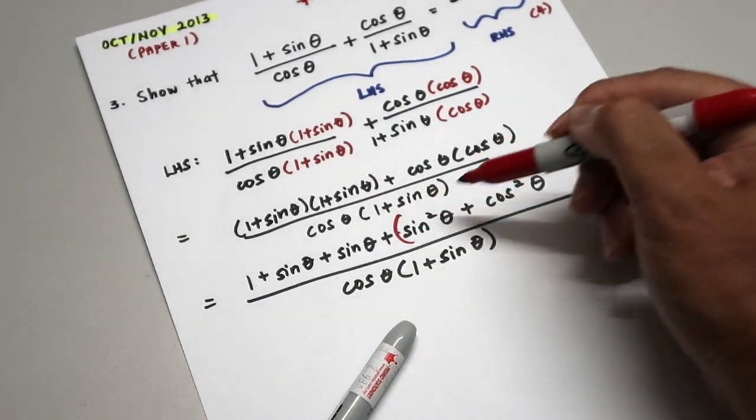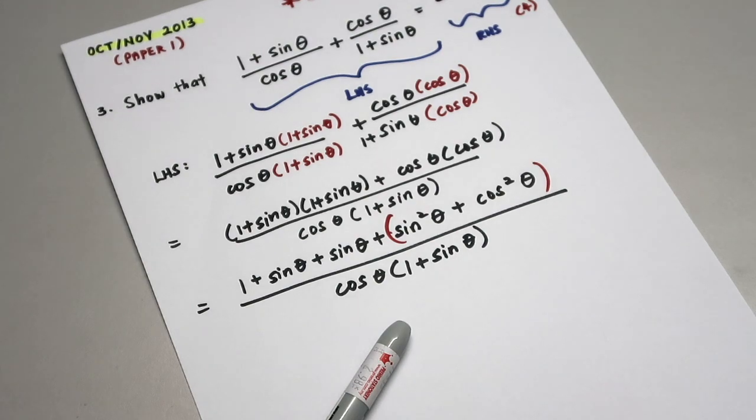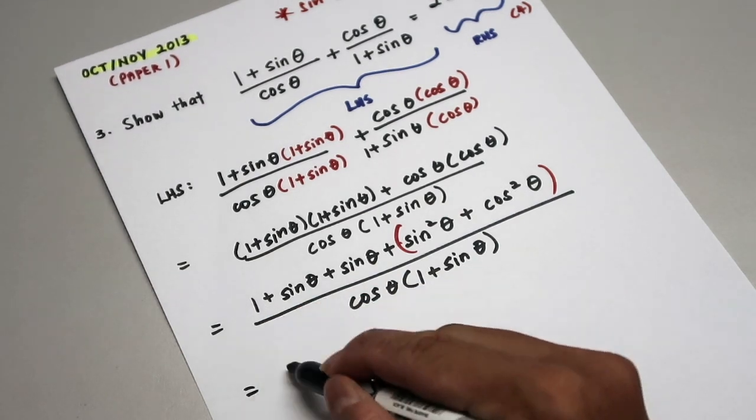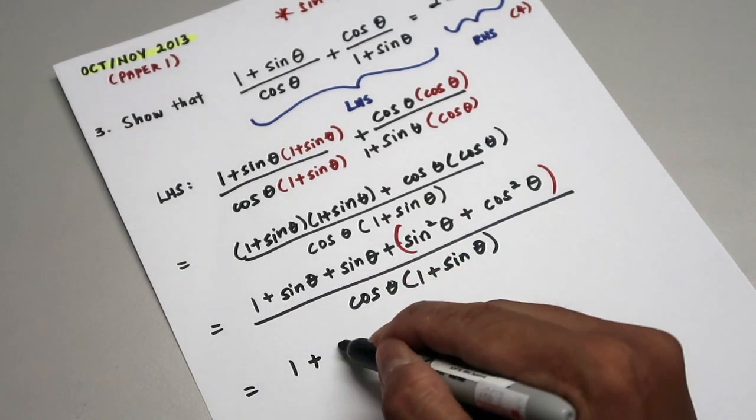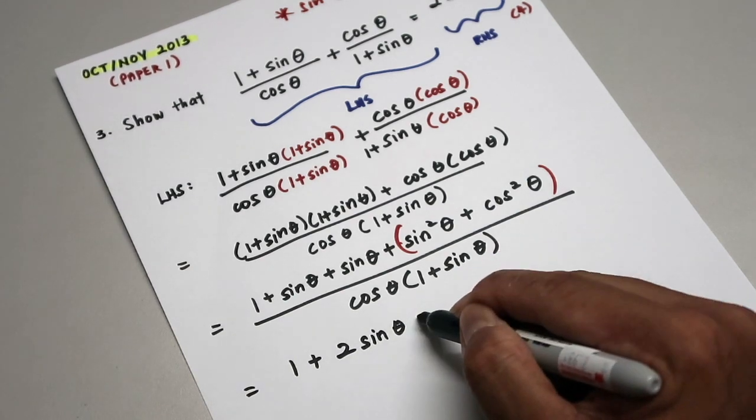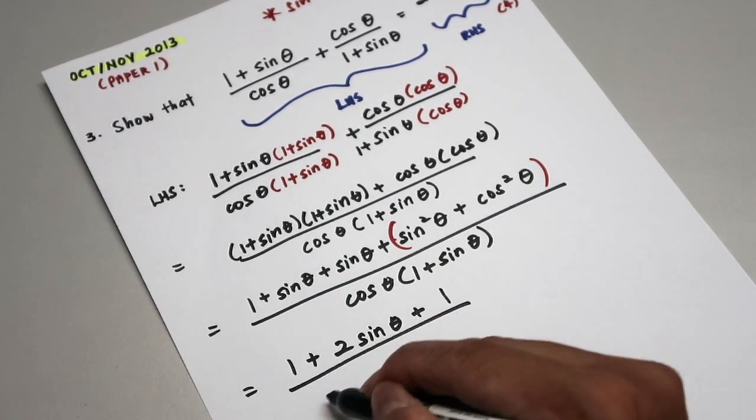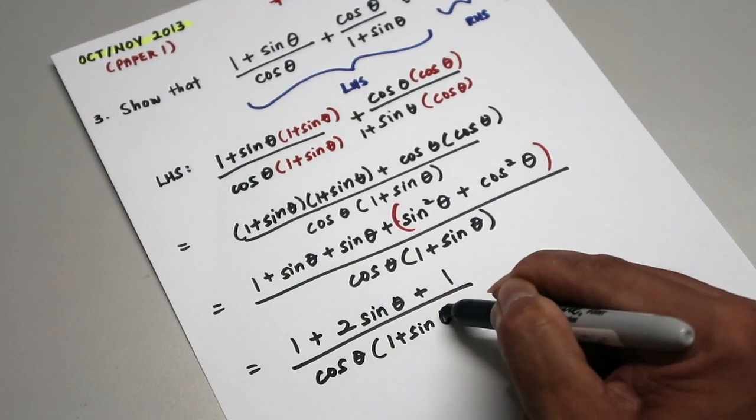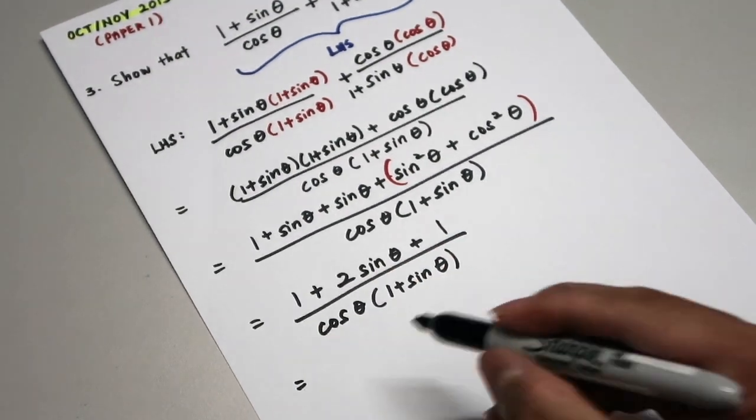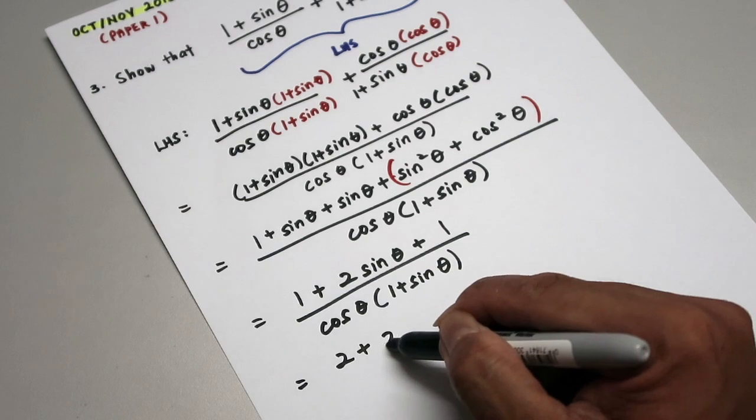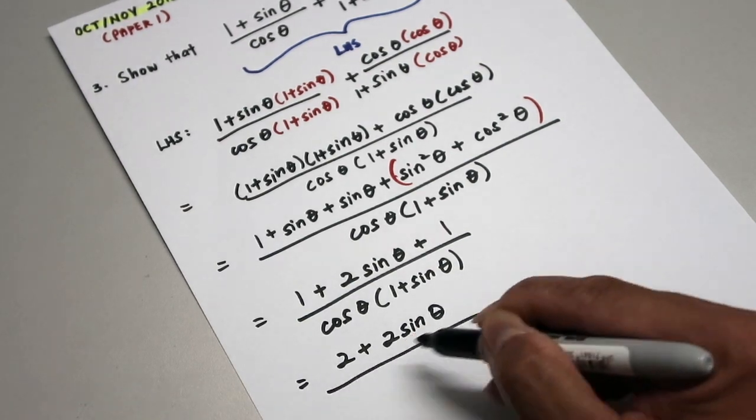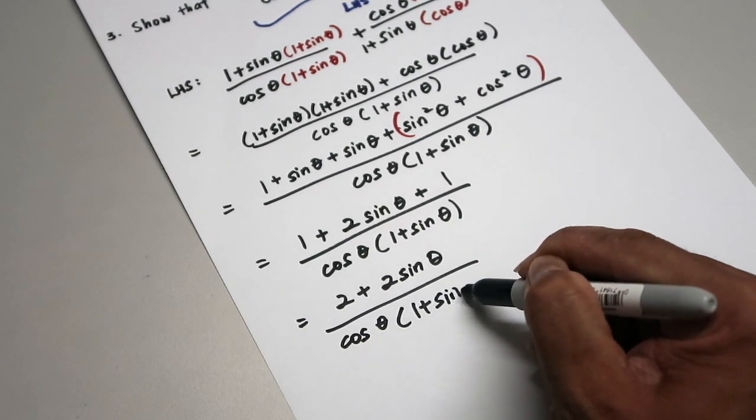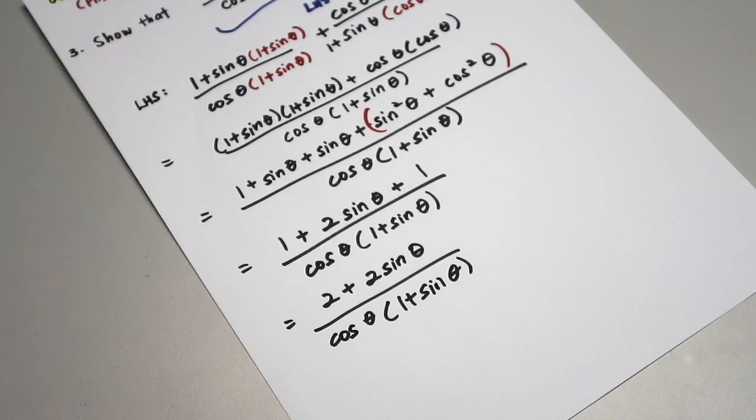And we see it right here. So this whole thing will give us 1. So we have 1, sine theta plus sine theta gives us 2 sine theta, plus another 1. And we just continue everything. So we have on top 1 plus 1, 2, plus 2 sine theta over cos theta 1 plus sine theta.